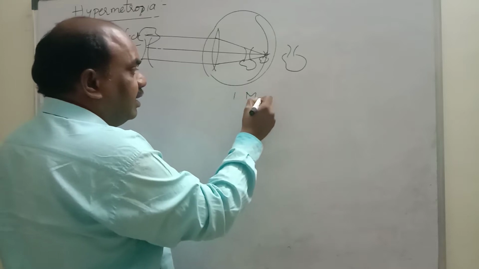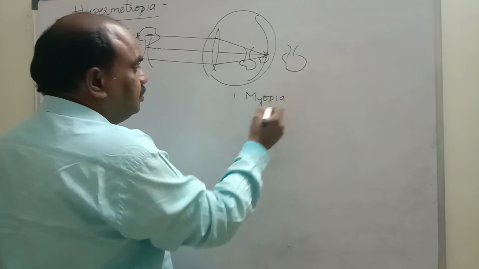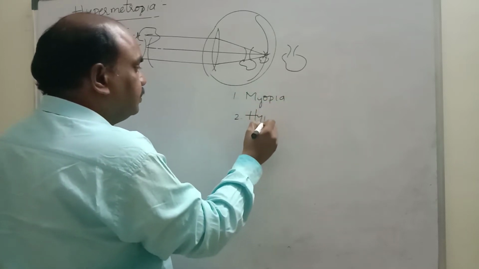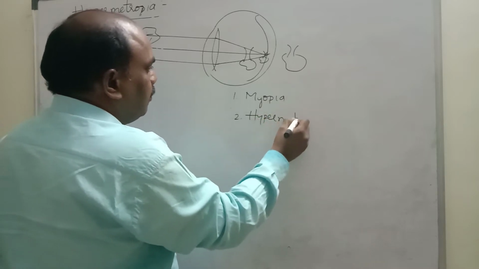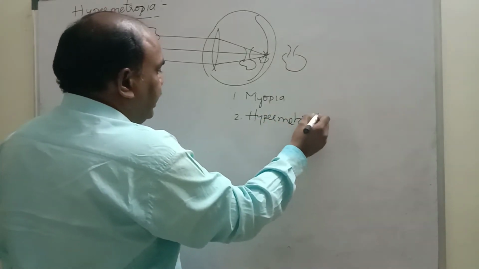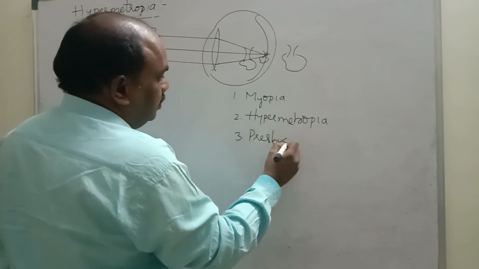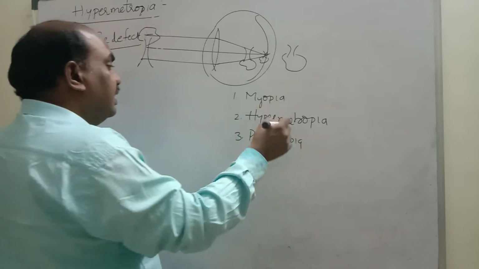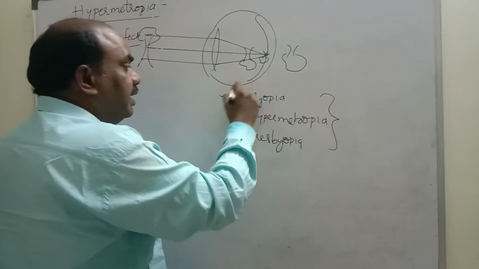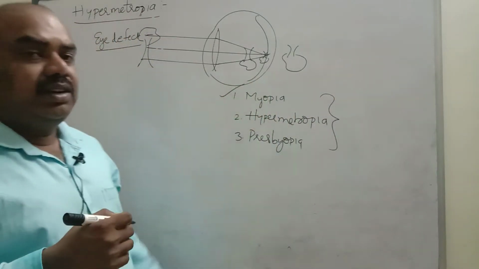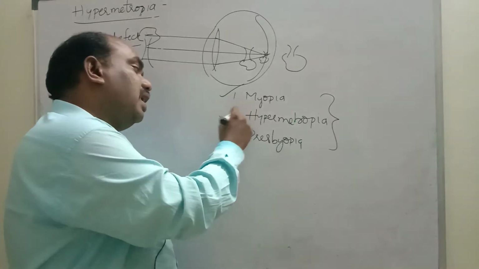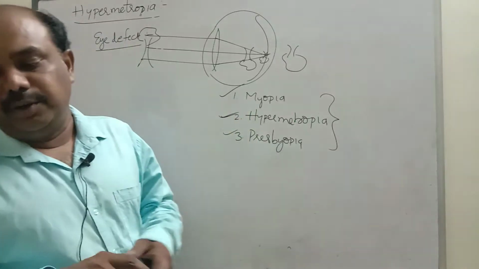The main eye defects are three: number 1 myopia, number 2 hypermetropia, and number 3 presbyopia. These are the main common eye defects in the human eye. We already saw myopia in the last video. Hypermetropia and presbyopia we will see in this video.